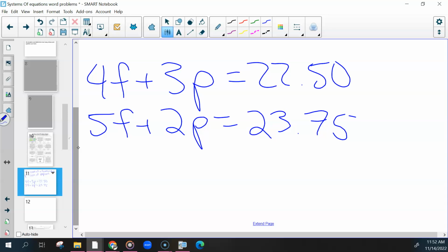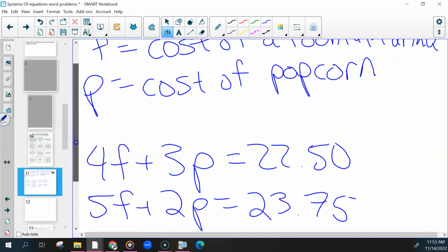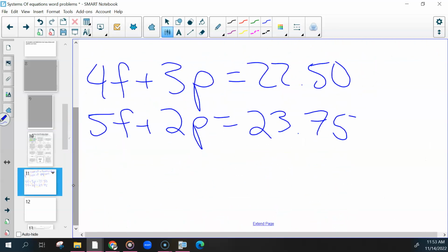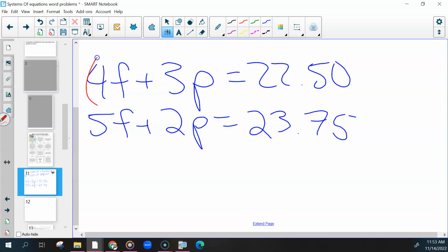So now we're going to use our last method, elimination. The question is asking specifically, how much is a fountain drink? So what we're going to do is get rid of the p so that we can only focus on f. So if we were to get rid of p, these would need to be the same. So we're going to multiply. We can multiply by 2, and then this one by 3.